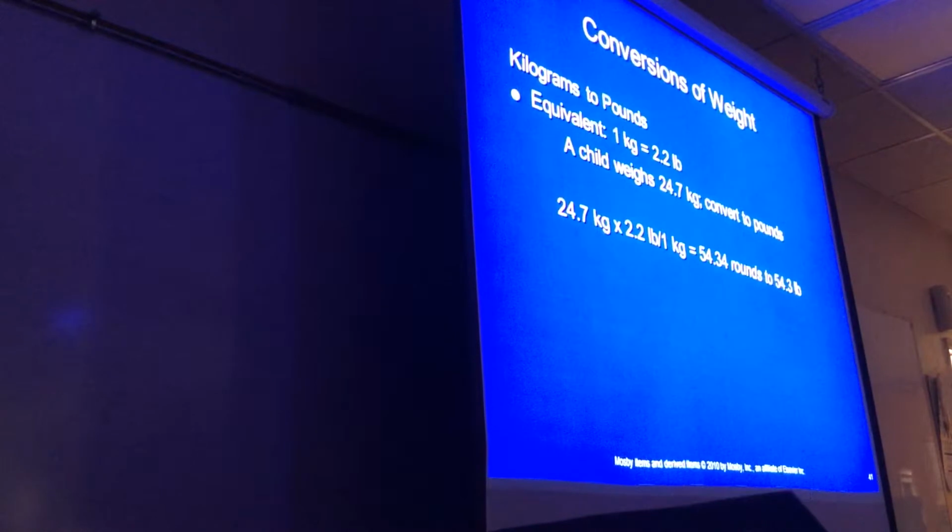Kilograms to pounds. 1 kilogram is 2.2 pounds. So if I weigh 24.7 kilograms, if I divided to go one way, I would multiply to go the other. So I'll take 24.7 and multiply that by 2.2 to get 54.34, rounding that to 54.3 pounds.